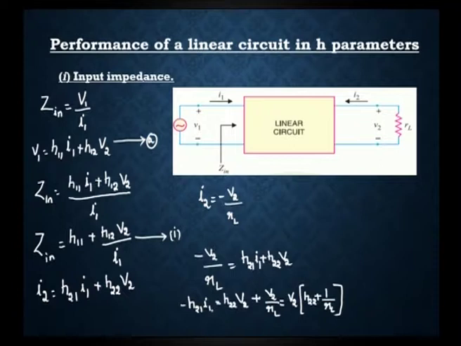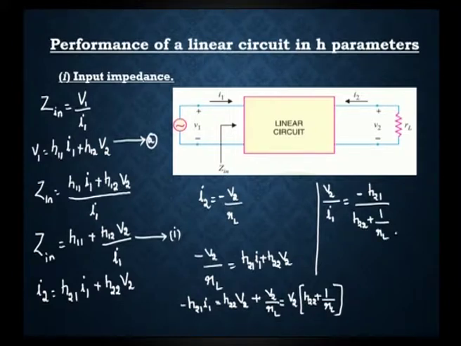So V2 by I1 can be found from this expression: V2 divided by I1 is equal to minus H21, that whole divided by H22 plus 1 divided by RL. This is considered as expression 2. Substituting this V2 by I1 value in equation 1, that is Zin, here in this expression we are going to substitute the V2 by I1 value.